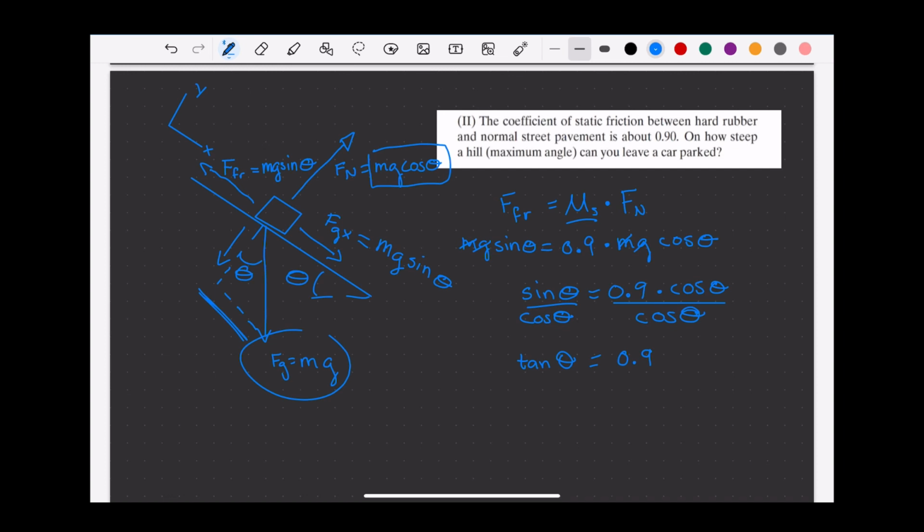So if I take my calculator and I plug in tan inverse of 0.9, the calculator should give me the angle theta that gives me 0.9 for tan. All right, so tan inverse of 0.9 must be equal to theta, and what I have is that it is about 42 degrees. Make sure your calculator is in degrees when you're doing this kind of trigonometry in it. All right, so the final statement would be, well, the steepest hill we could park our car on, if the coefficient of friction is 0.9, is a hill that has an incline of 42 degrees.